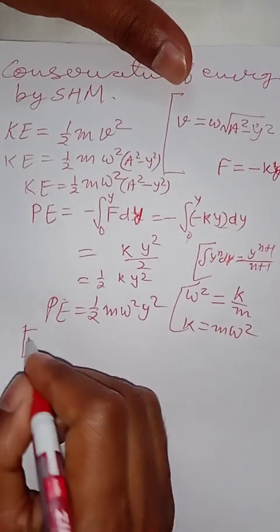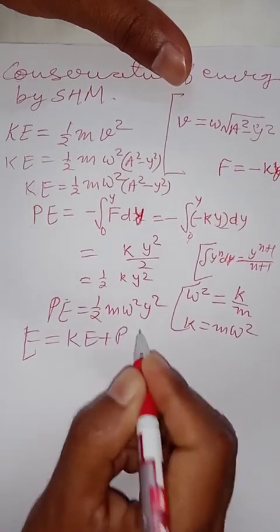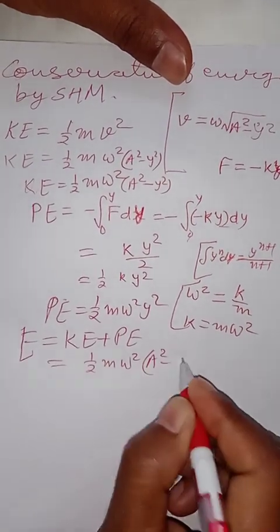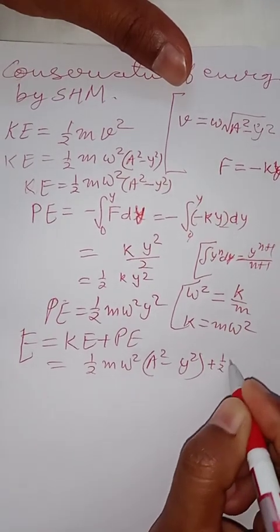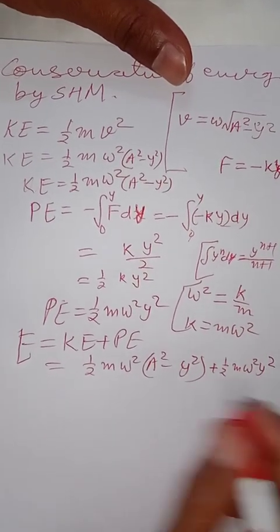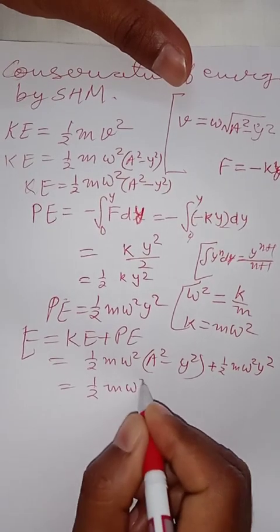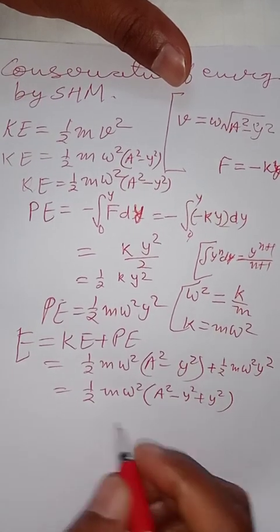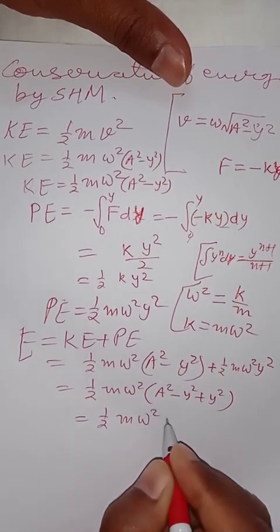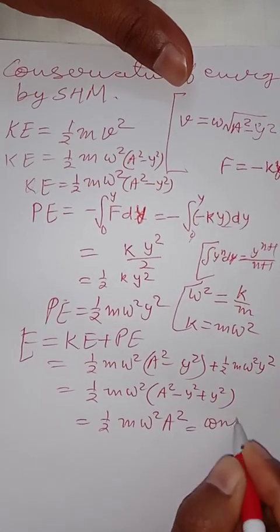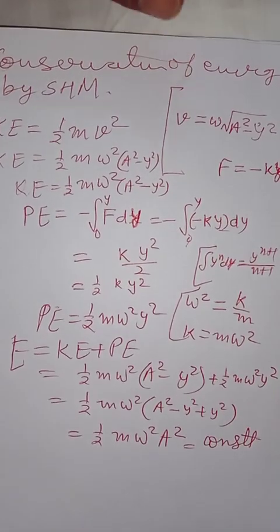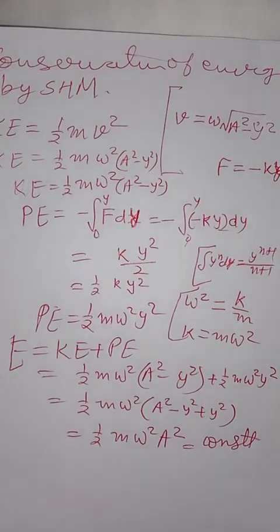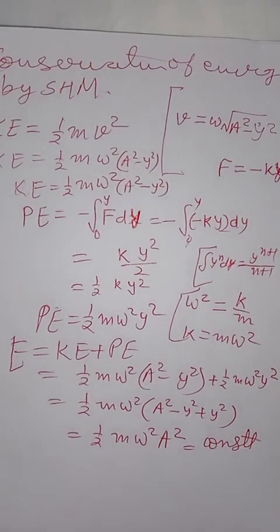Now total energy E will be kinetic energy plus potential energy, so that will be half m omega square into a square minus y square, plus half m omega square y square. If we add both of them, m omega square is taken as common, a square minus y square plus y square, the y square will get cancelled, so the final result will be half m omega square a square, which is constant. That verifies the law of conservation of energy, and it also tells us the energy of SHM, or of any body which is performing SHM.